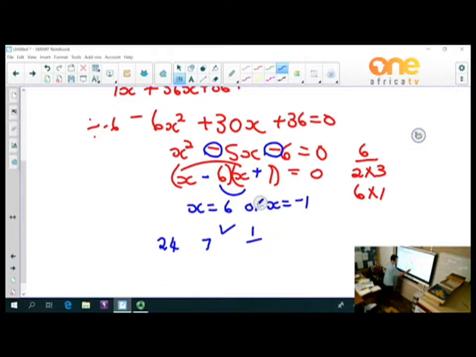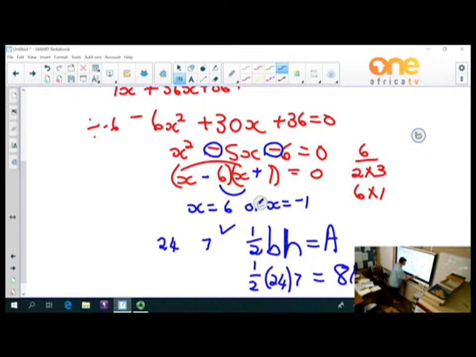So half base times height to find the area, that's what we want, is then a half of 24 times 7. And the answer is 12 times 7, 84 square centimeters. 84 square centimeters then for that one.